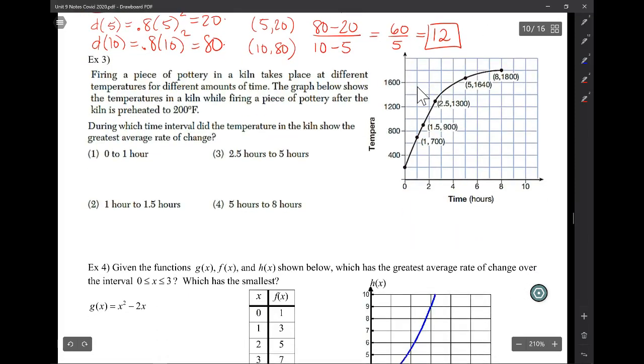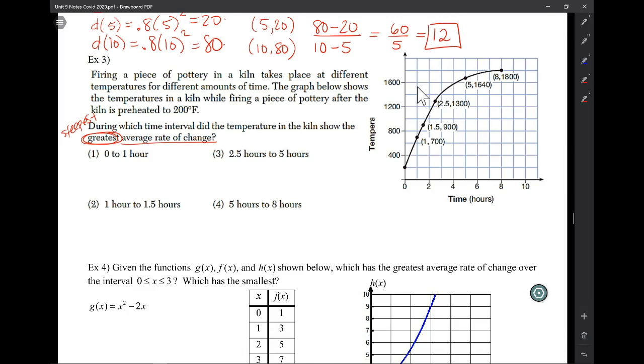All right, number 3. Firing a piece of pottery in a kiln takes place at different temperatures for different amounts of time. The graph below shows the temperature in the kiln when firing a piece of pottery after the kiln is preheated. During which interval did the temperature show the greatest average rate of change? If you are determining the greatest average rate of change, that is the steepest piece of the curve. So look at your different options.